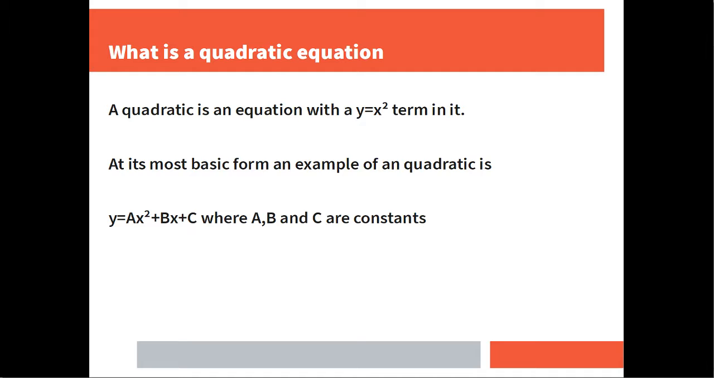A quadratic equation is an equation with a y equals x squared term in it. At its most basic form, a quadratic is equal to y equals ax squared plus bx plus c, where a, b, and c are all real number constants.